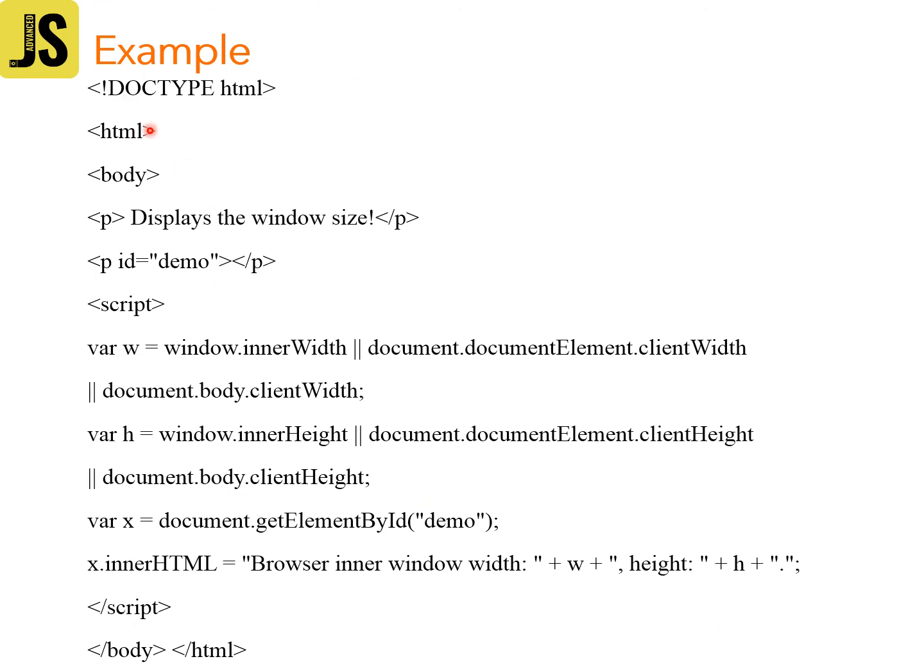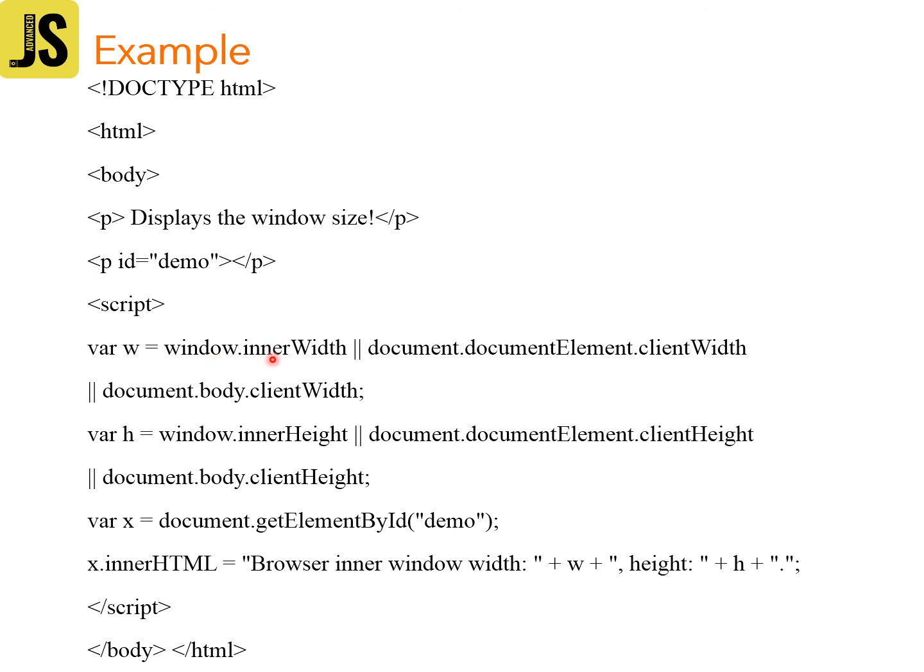Here is an example, in which we are trying to access the height and width of a particular browser. The body tag contains a paragraph that displays the window size, with id equal to demo. Then a script tag is opened, with variable w equal to window.innerWidth. window.innerWidth specifies the inner width of the browser, or it can be accessed using document.documentElement.clientWidth or document.body.clientWidth. All these will produce the same width value.